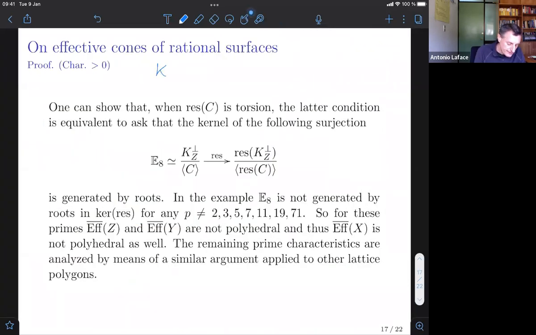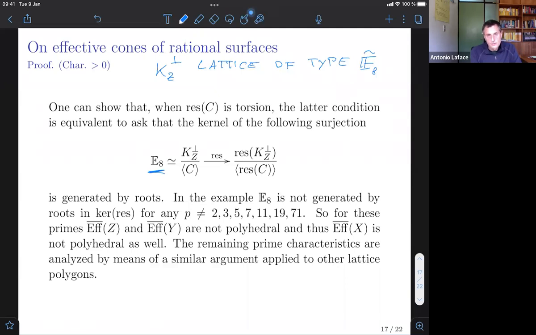This K_Z orthogonal is very well known. This is a lattice of type E8 tilde, E8 affine. C is in this lattice and it's orthogonal to everything. So I can take the quotient by C and I get a lattice of type E8. On the other hand, I have this restriction map, which maps any element in K_Z orthogonal to its restriction, modulo, in this case, the restriction of C.